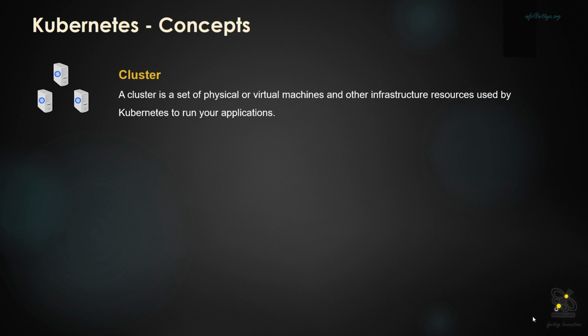The first thing is the cluster, the Kubernetes cluster. A Kubernetes cluster is nothing but a set of physical or virtual machines and other infrastructure resources which is used to run the Kubernetes binaries and your applications. So you can see the picture. There are multiple nodes that form the cluster. One is going to act as a master and the others are going to act as nodes.